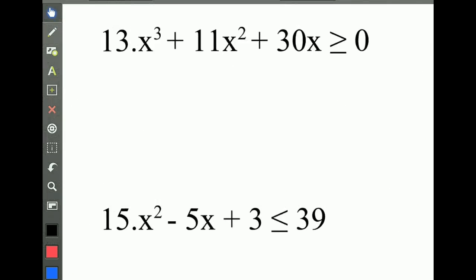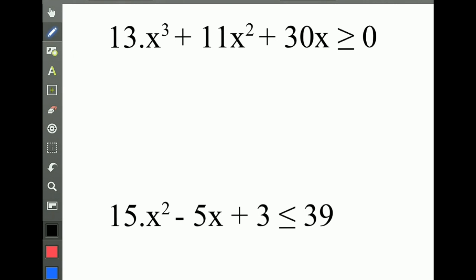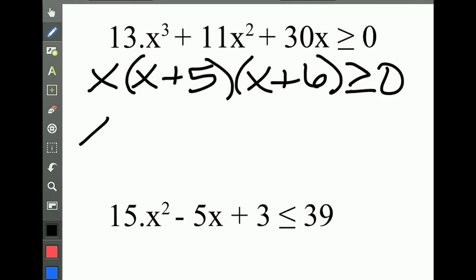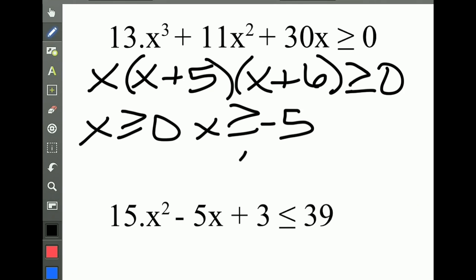Number 13, same exact problem. The only thing different is now they have it set as an inequality greater than or equal to. So again, we're going to factor out the x, and the rest of it will factor out to x plus 5, x plus 6. Now the only difference is the inequality. So you have x is greater than or equal to 0, x is greater than or equal to -5, and x is greater than or equal to -6.